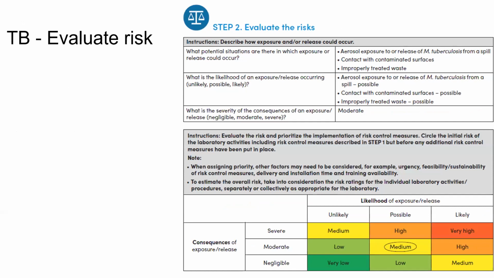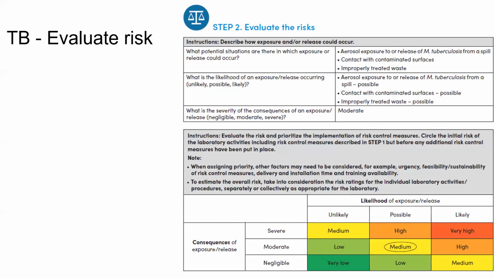So now we're in the process of evaluating the risk. We talked about all the factors. We gathered information. What are the potential situations in which exposure or release could occur? The lab says aerosol exposure to or release of M. tuberculosis from a spill, contact with contaminated surfaces, improperly treated waste, all very reasonable.